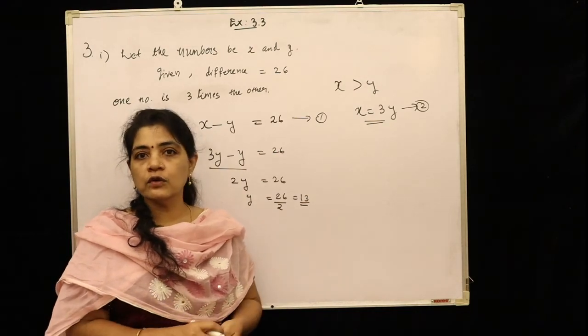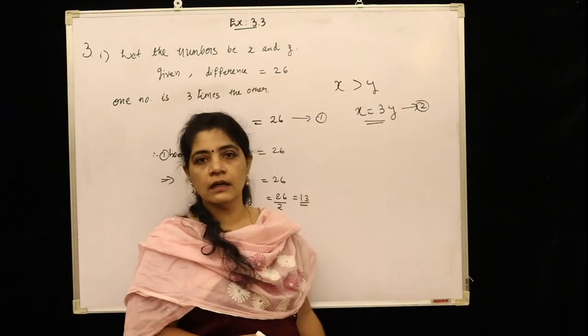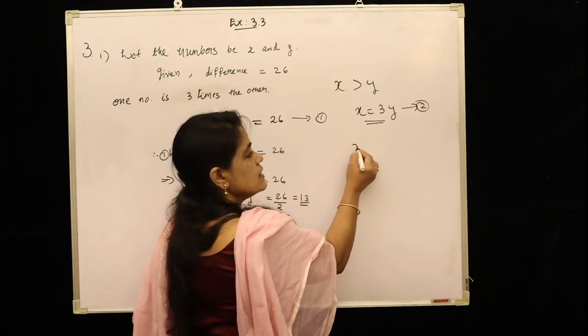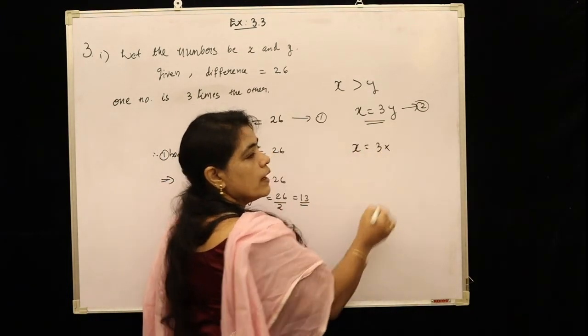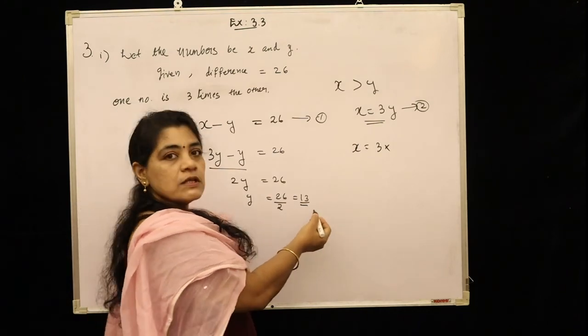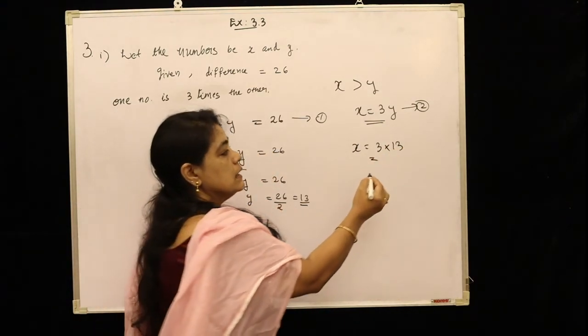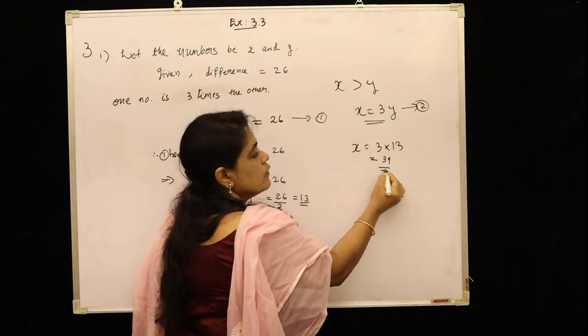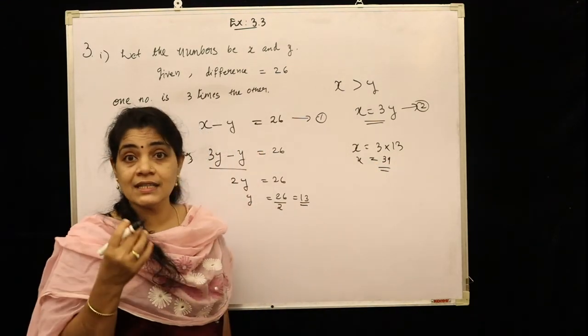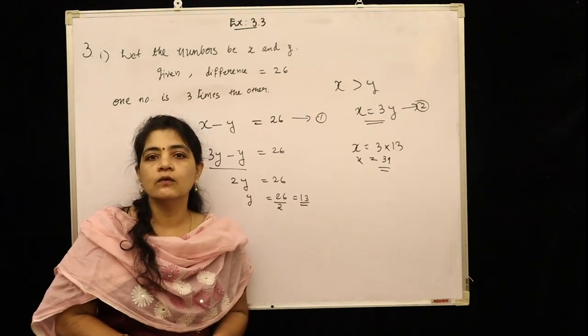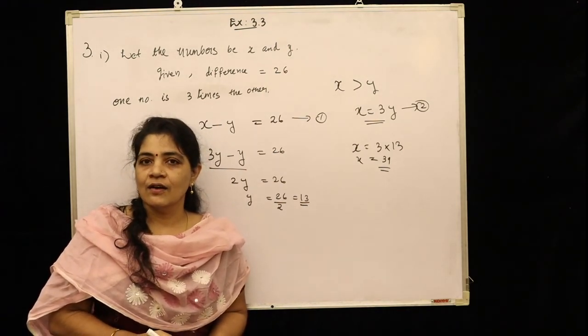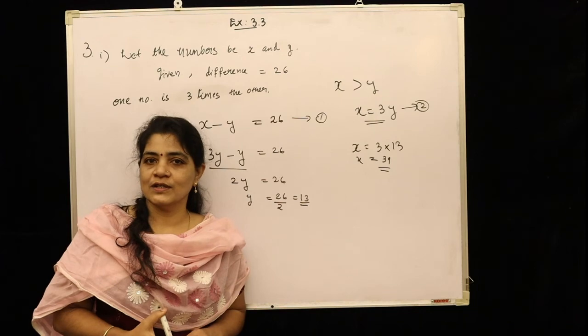We have to find those numbers, so substitute here. In order to get x, since x is equal to 3 into y, y can be substituted as 13, so 3 into 13 is 39. So we now have two numbers, 39 and 13. What is the difference? 26. So this is all about the first question.